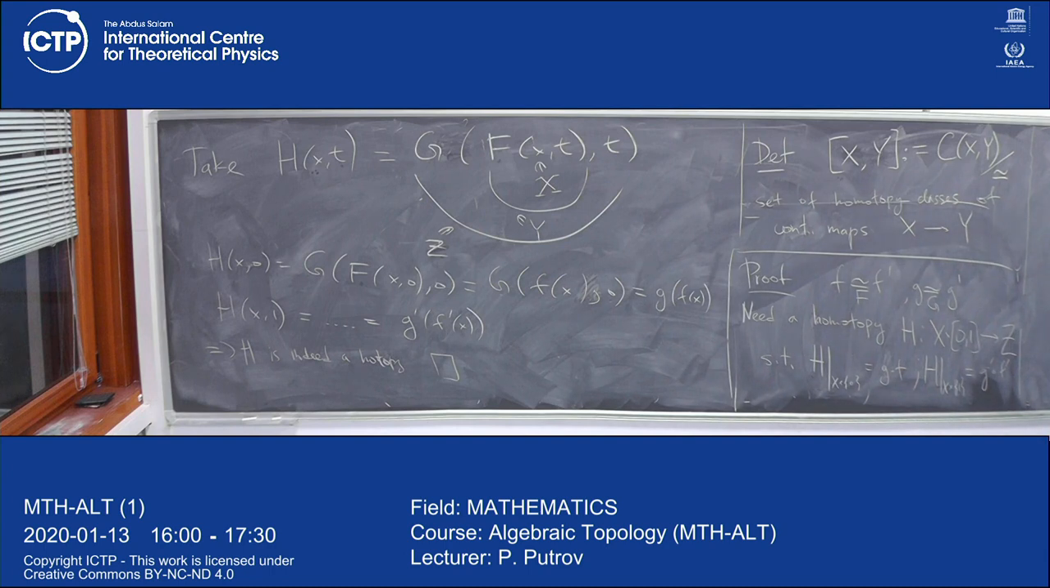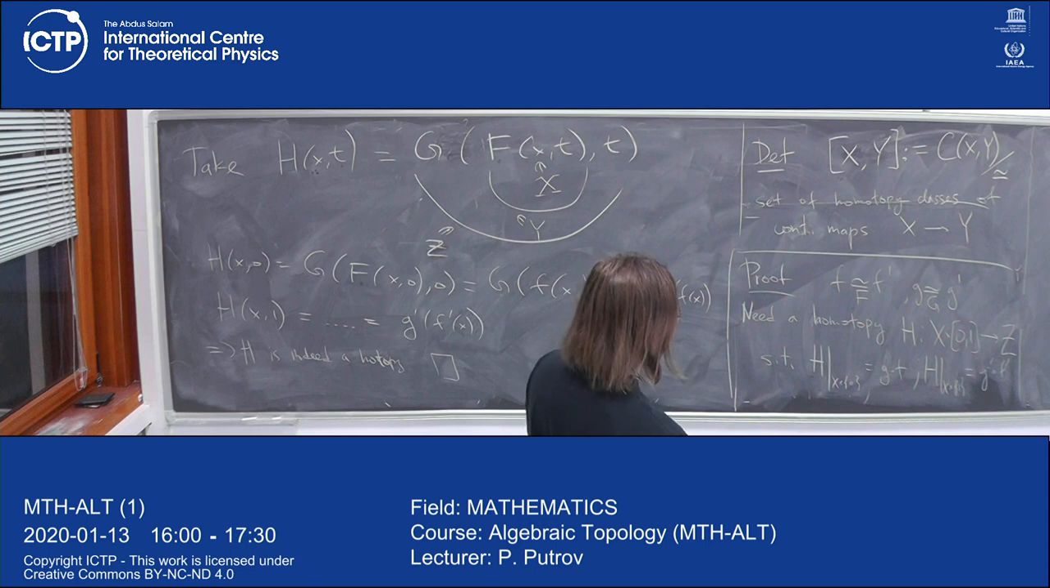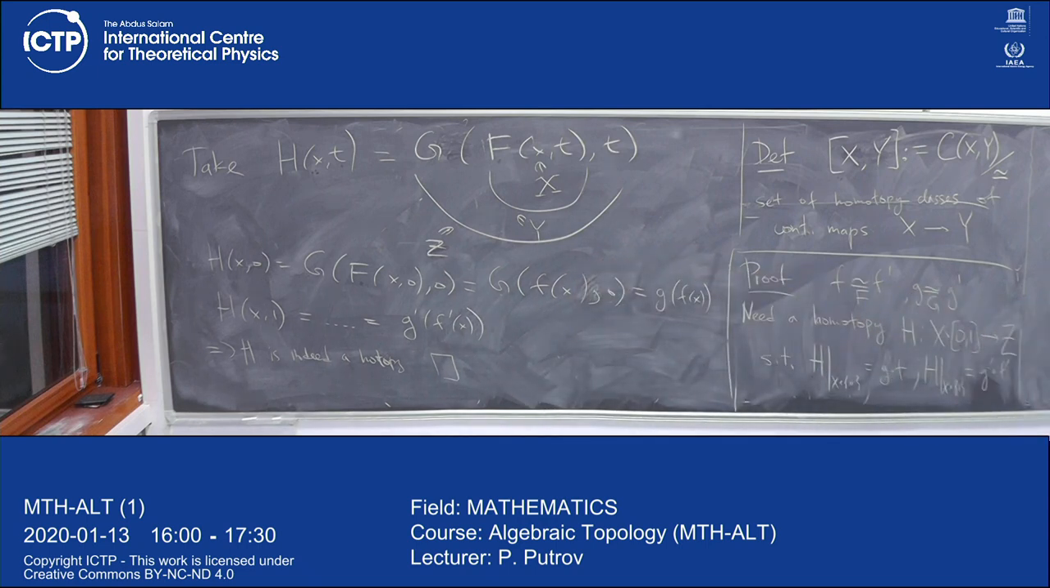Questions? Yes. What's the geometric meaning of this proposition, the composition of homotopies? Let's see. So we have topological space X, topological space Y, and topological space Z. Here we have maps f and f prime, and here we have maps g and g prime.